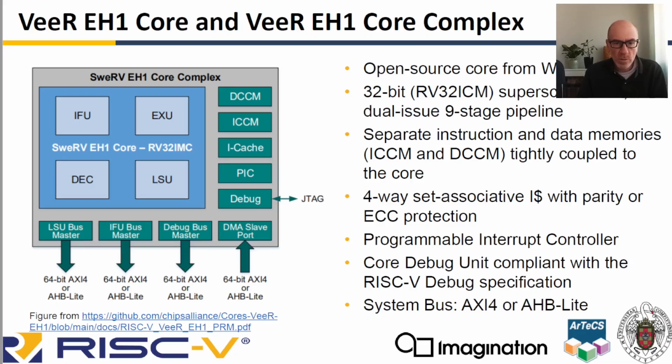The VeeR EH1 core and core complex is an open source core from Western Digital. It's a 32-bit superscalar core with dual issue 9-stage pipeline. It has support for the base ISA as well as the compressed and multiply extensions. It includes separate instruction and data memory tightly coupled to the core, as well as an instruction cache. It also includes a programmable interrupt controller, core debug unit, and the system bus has both AXI4 or AHB-Lite buses.